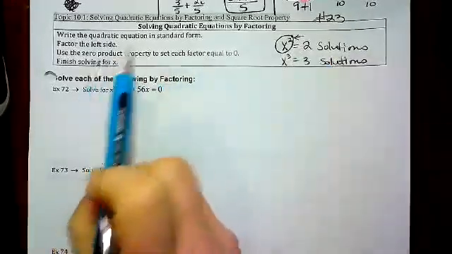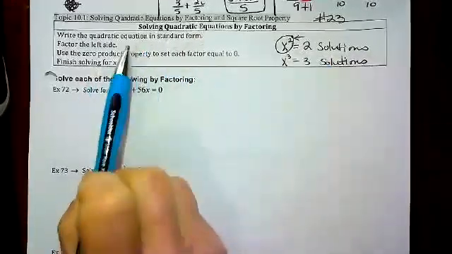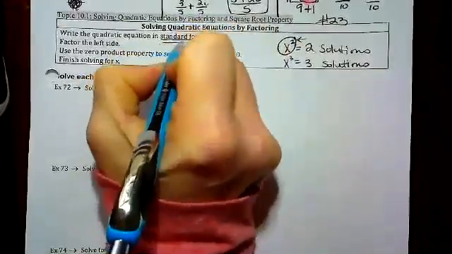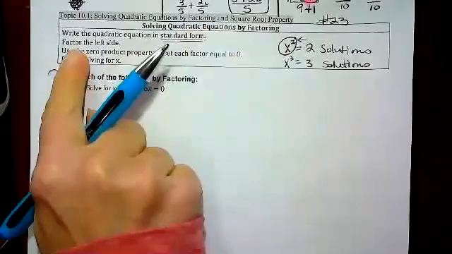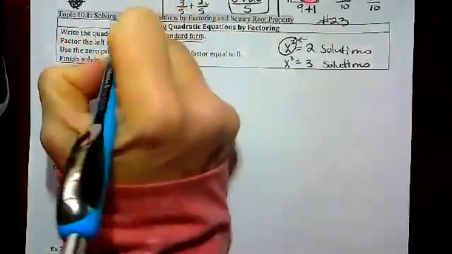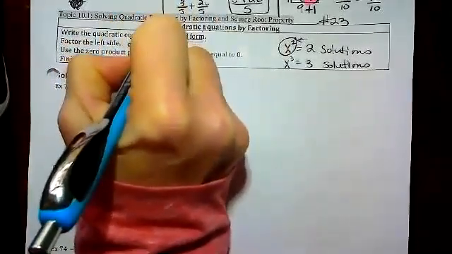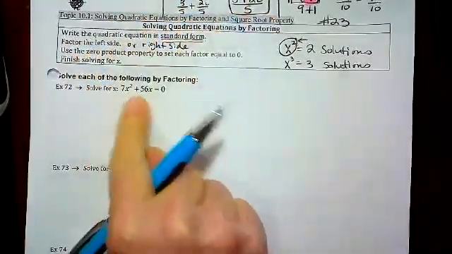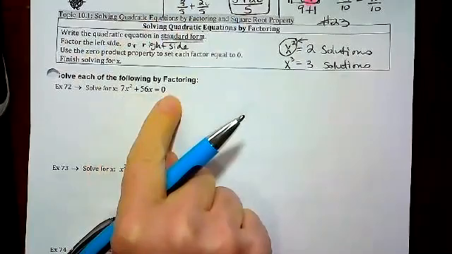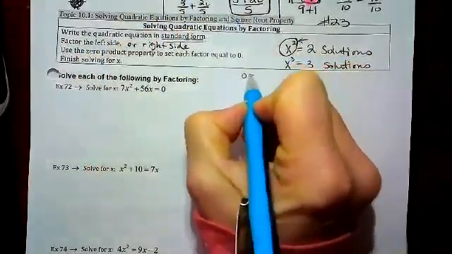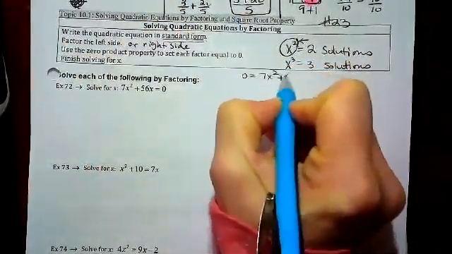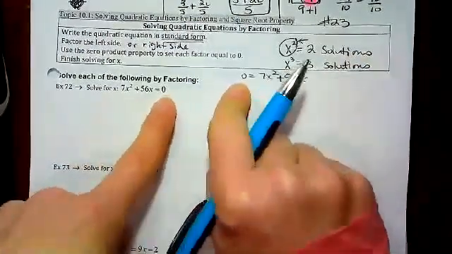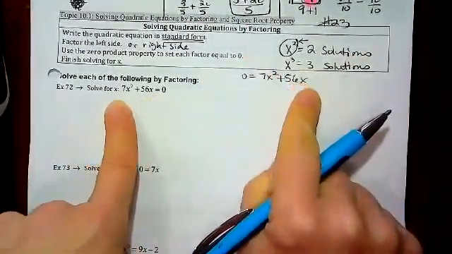So one method is solving by factoring. And the first thing you want to do in factoring is make sure it's in what's called standard form. That means everything on the same side. Here it says left side, it could be the right side, but basically you have everything equal to 0. It also could be written, like I said, 0 equals 7x squared plus 56x. Just that one side's a 0 and all the other terms are on the opposite side.